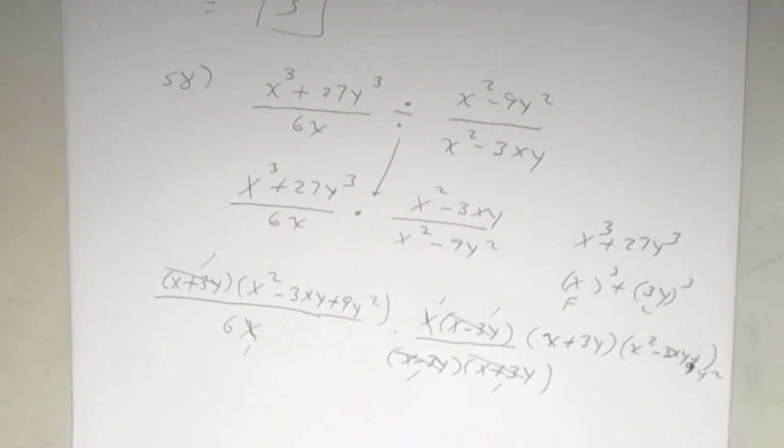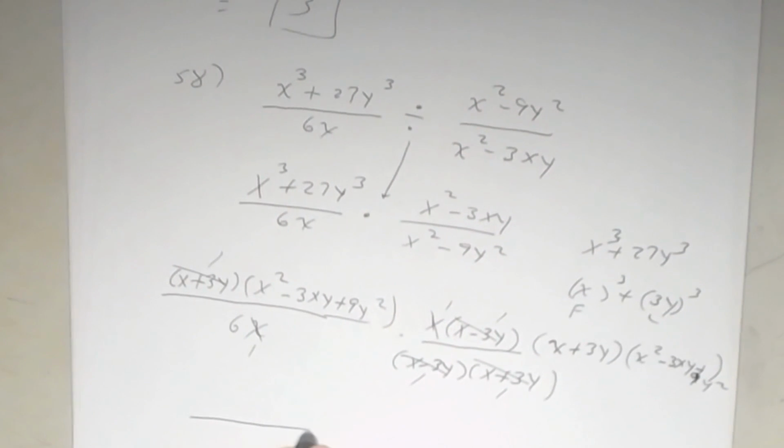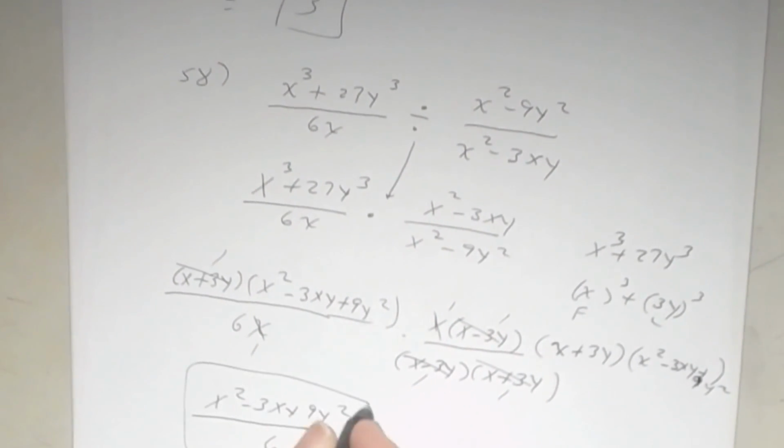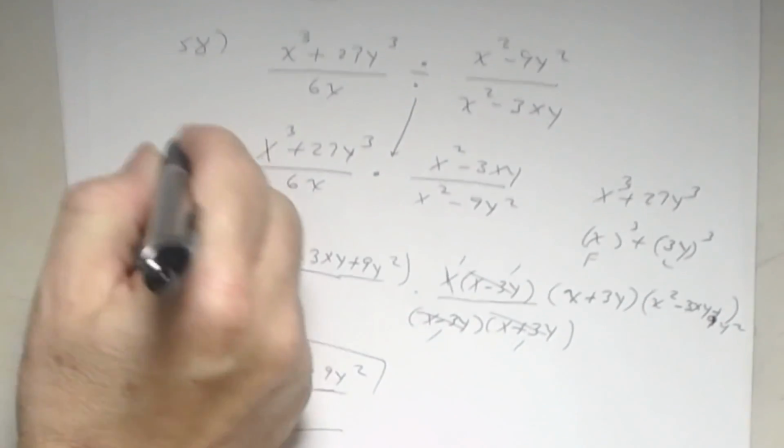And that's it, right? So what's the numerator of your answer? x squared minus 3xy plus 9y squared. Okay, and what's the denominator? 6. There's your answer. All right. So that's 58.